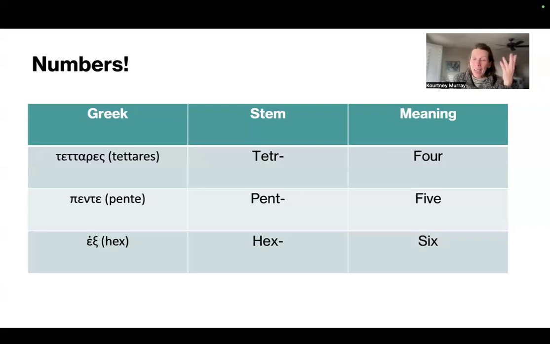Then we have pente, pentagram. This is five. The stem is penta, as in pentagon, five-sided. And then there's hex. So hex is the number for six. It's pronounced hex. This is completely different from the word hex, like to curse, like a witch could hex you. That has nothing to do with the number six. That's a Germanic word, but hexagon.